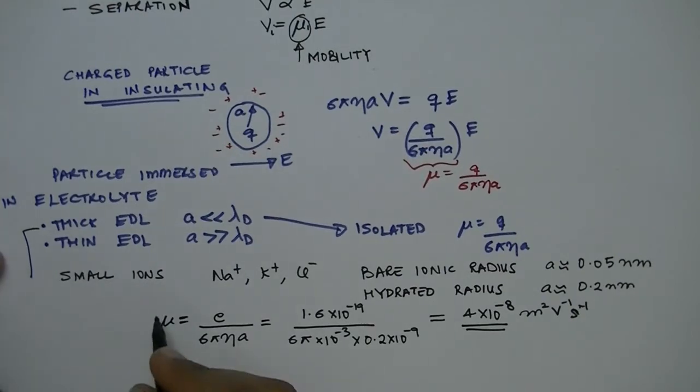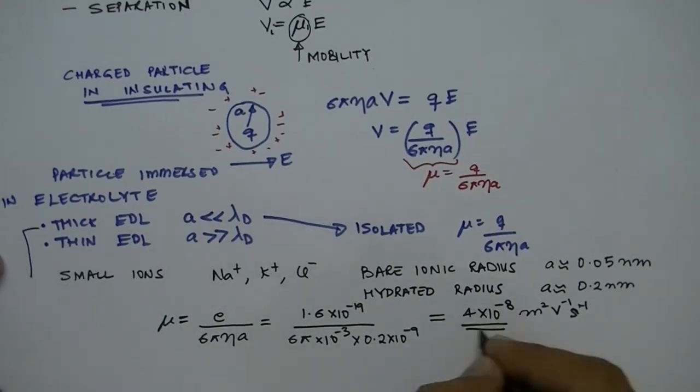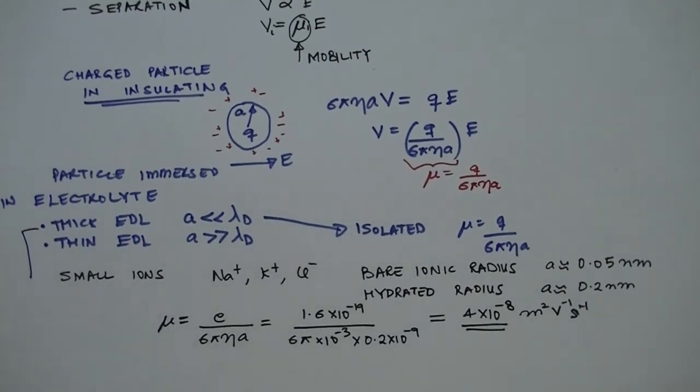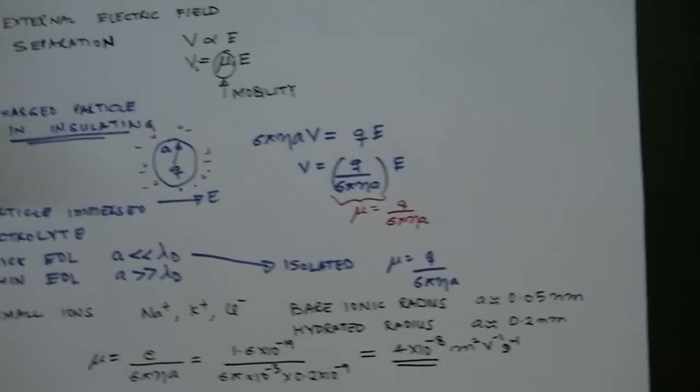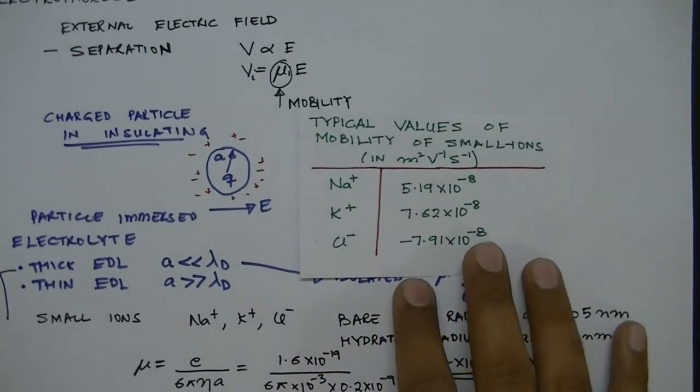And note that mobility is a signed quantity. That means if you have a positive charge, mobility will be positive. If you have a negative charge, it will move in the opposite direction to the applied electric field, so it will have a negative value of mobility. Now let's look at the typical values of mobilities of small ions.